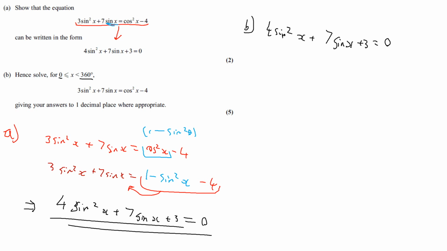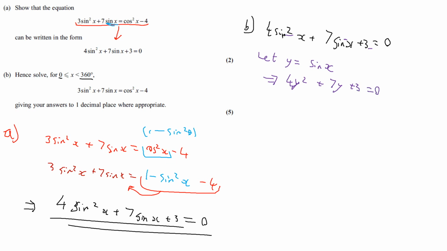What does that look like to you? Something squared, something, number, is equal to 0. It's a quadratic, so we need to solve it like a quadratic. The first thing I'm going to do, just to make it a little bit easier, is let y equal sine x. So therefore this is the same as 4y squared plus 7y plus 3 is equal to 0.